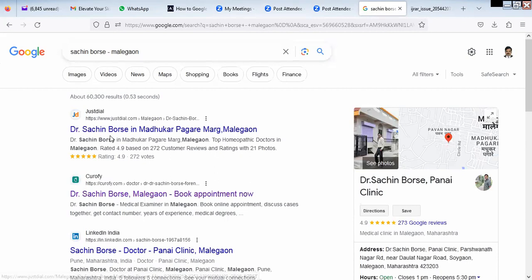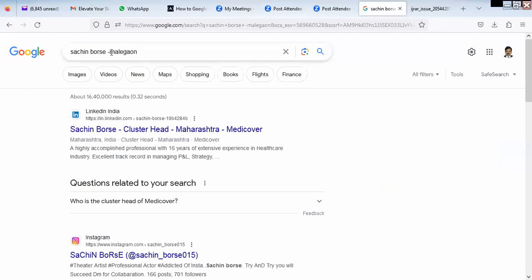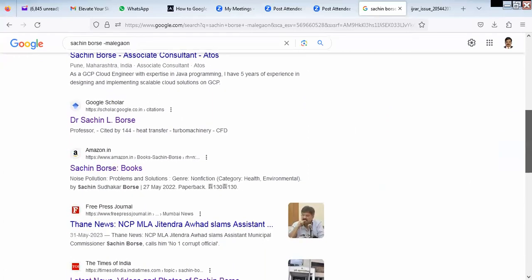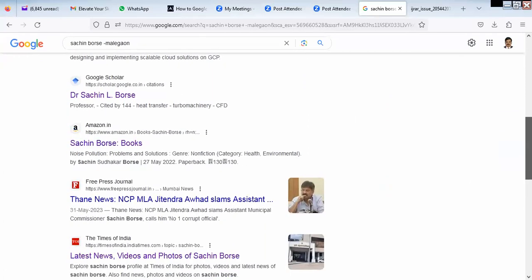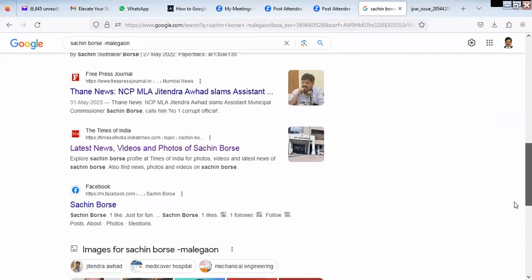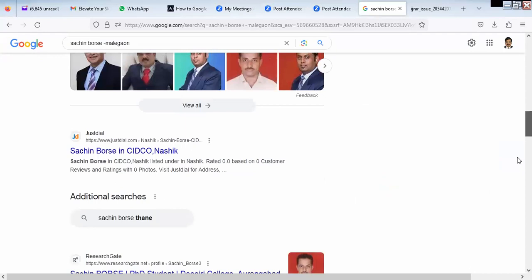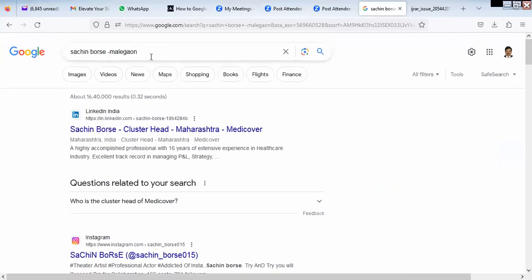Now you can see this: Dr. Sachin Borse, Madhurkar Pagare, Malegaon. What I will do now, I will remove this gap. Now it will omit Malegaon. Now it is not coming. The doctor is not coming, he is from Malegaon. The physician is not coming. So dash is for omitting that word. So omit Malegaon.